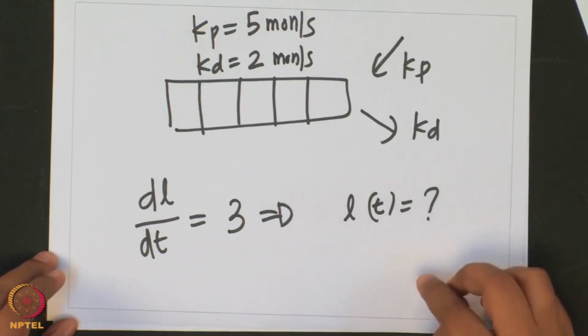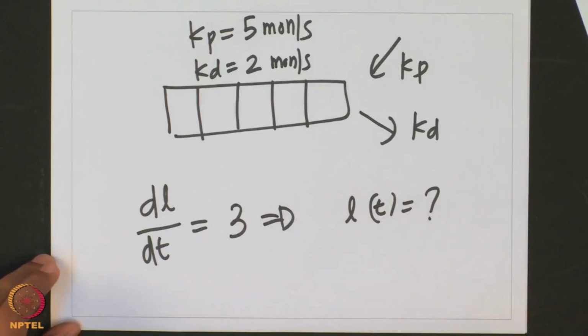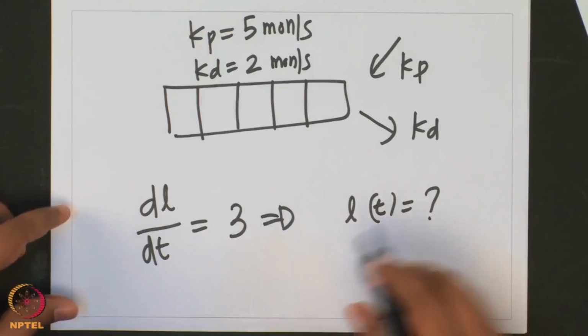And if you want to answer this question, it turns out that this is essentially an area. If I draw a curve, now this L of t can be found by drawing the curve of 3, which is the line, and finding the area up to the time that we want.